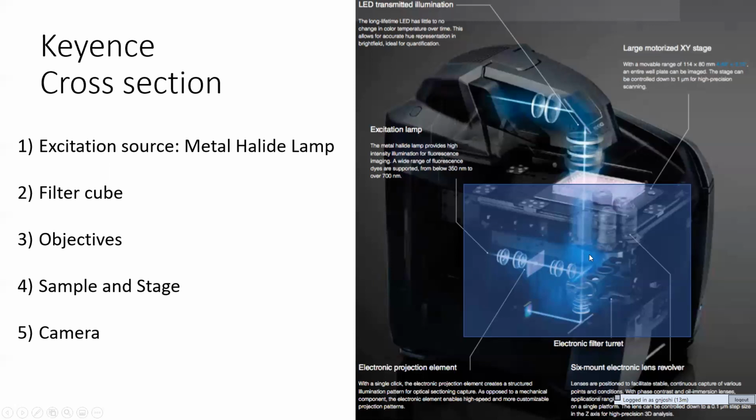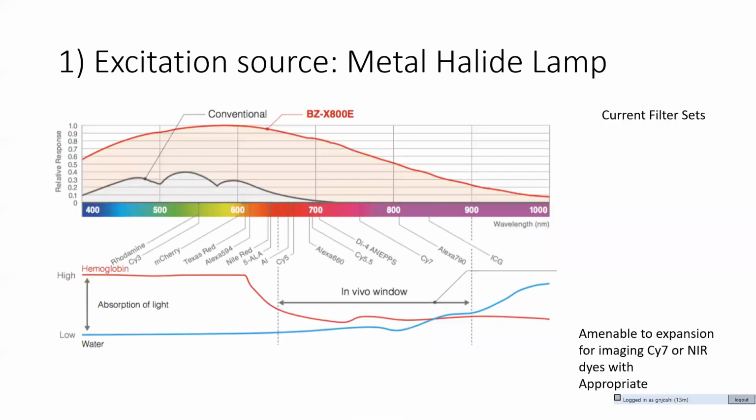And of course, the main thing, once the light comes back, it's detected by the camera, right? So the camera is the key element over here, which helps determine your image size and so on. So I'll talk a bit more about that. All right. So the first is the excitation source. The excitation source on Keyence is a metal halide lamp.